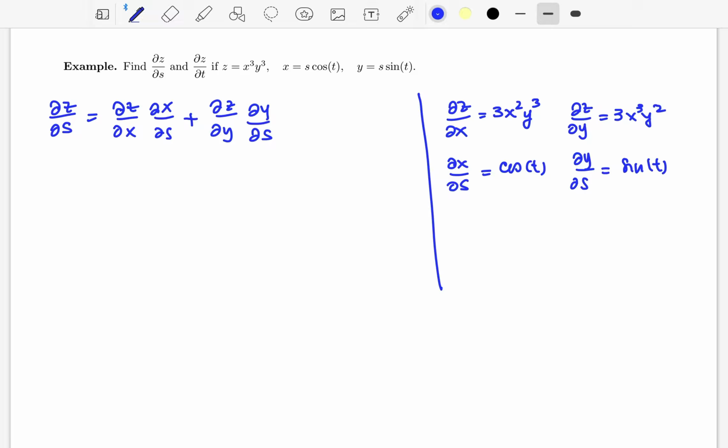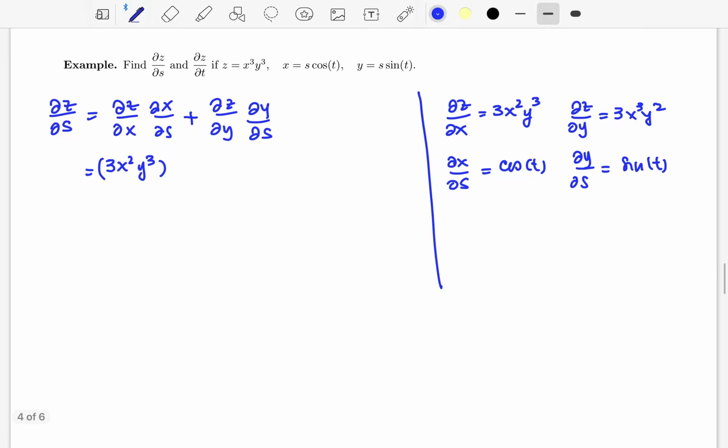So I'm ready to put together my derivative. So this is going to be equal to dz/dx, 3x squared y cubed, times dx/ds, which is cosine of t, plus dz/dy, which is 3x cubed y squared, and then dy/ds, it's equal to sine of t.